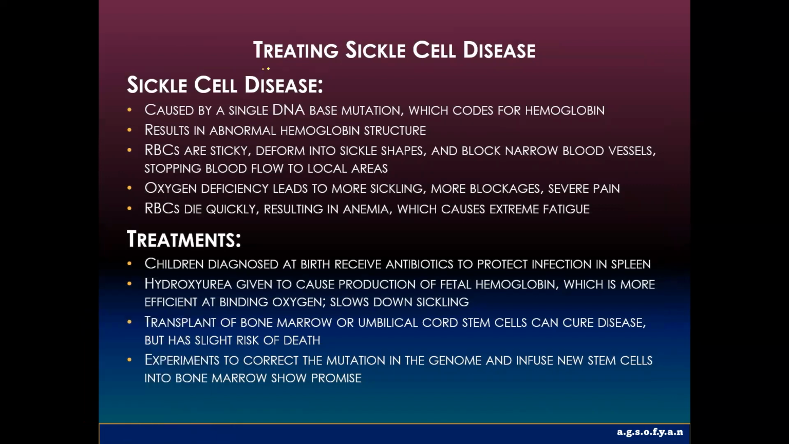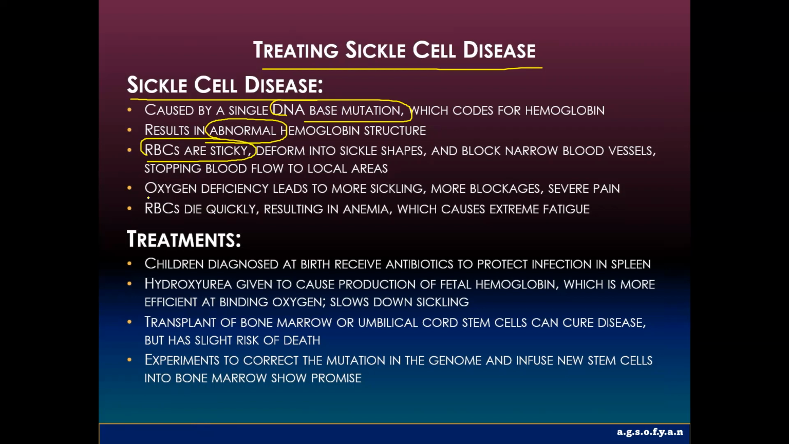Okay, treatment for sickle cell disease. So remember, this is caused by a gene abnormality. This is a genetic disorder. There is a mutation in the DNA which codes for this abnormal structure of the red blood cell. So the red blood cells are stickier, so they can clog the blood circulation.